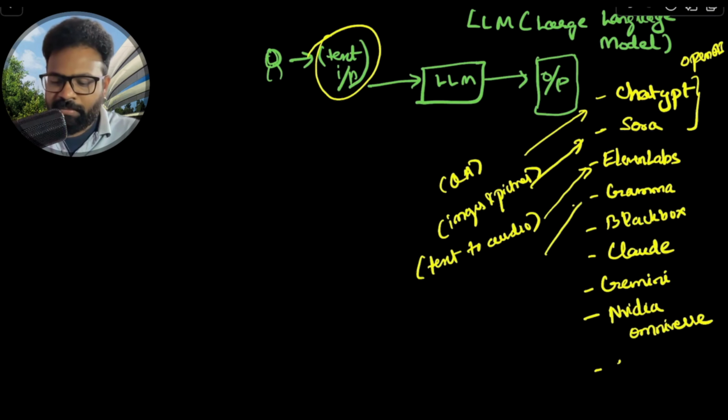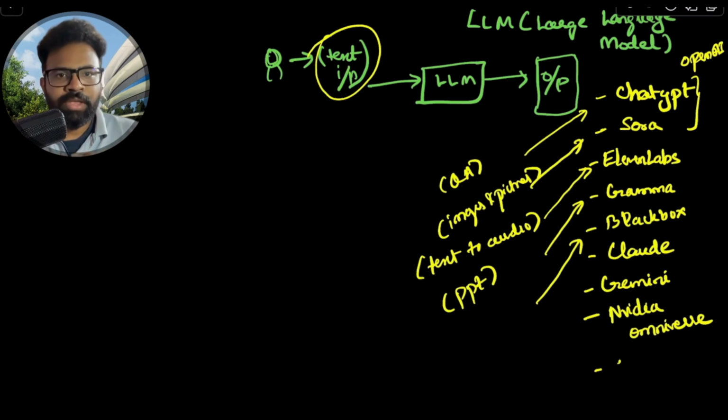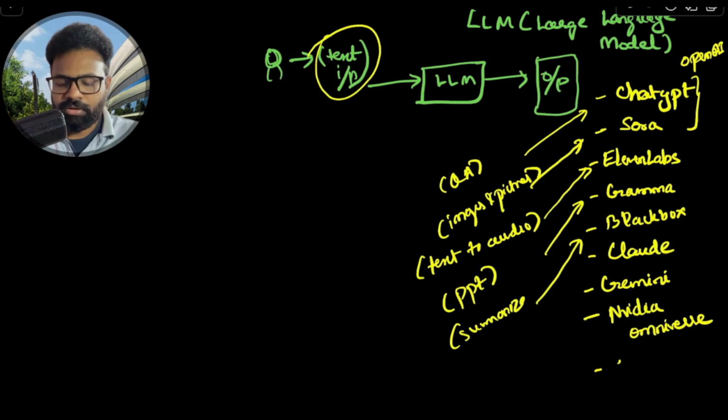And Gamma is very good for presentations, PowerPoint presentations. Blackbox gives you a very summarized view. If you have a very big concept, you can put that into the Blackbox AI tool, and it will summarize it into a very short description format.